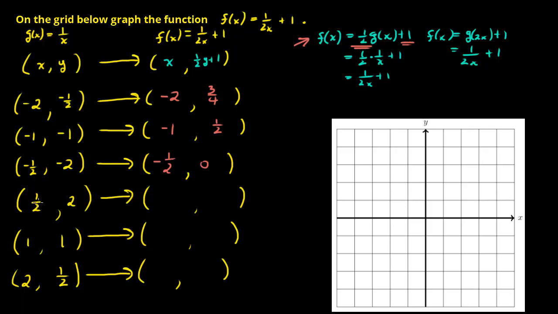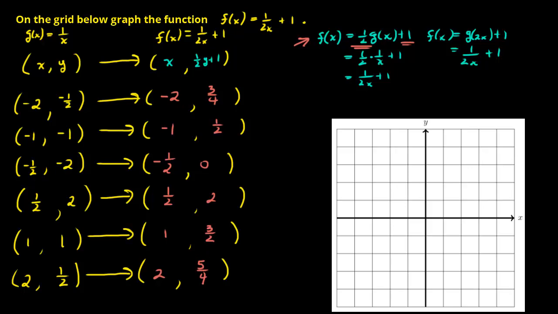Next I've got 1/2 comma, well, let's see here. 1/2 times 2 is 1. 1 plus 1 is positive 2. Next I've got 1 comma 1/2 times 1. 1/2 times 1 is 1/2. 1/2 plus 1 is 3/2. And then I have 2 comma 1/2 times 1/2. 1/2 times 1/2 is 1/4. 1/4 plus 1 is 5/4. So these are the key points on f of x.